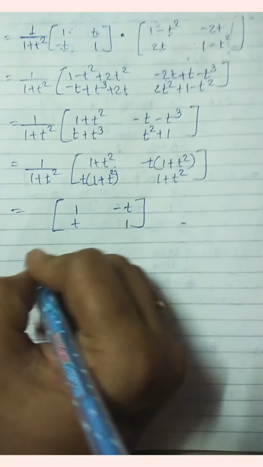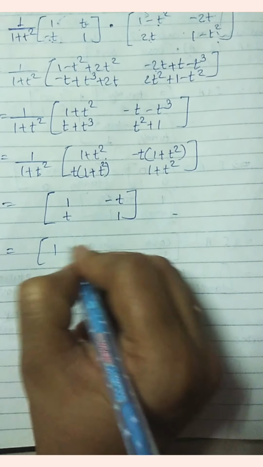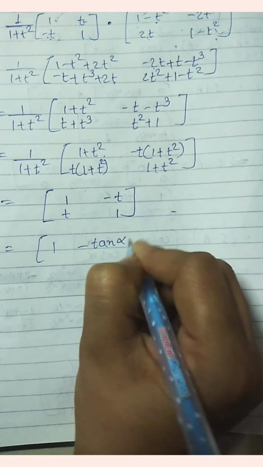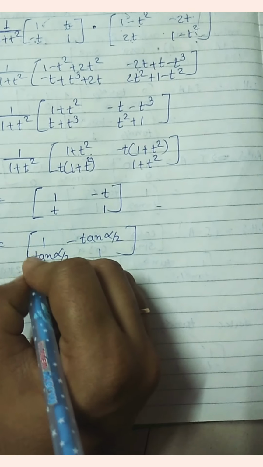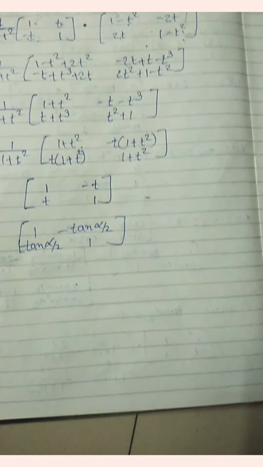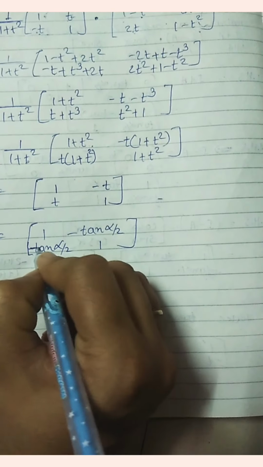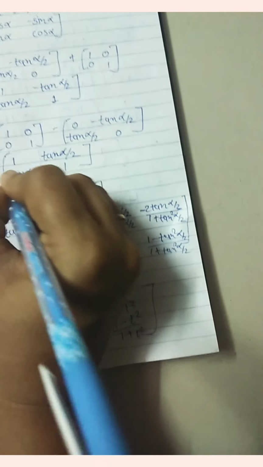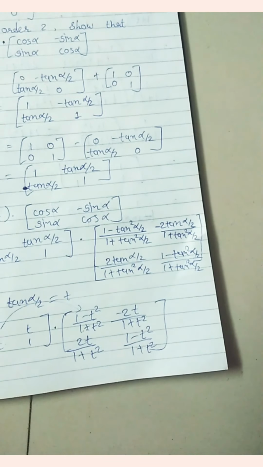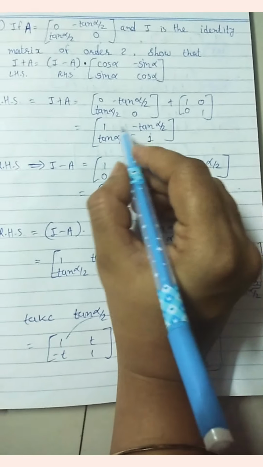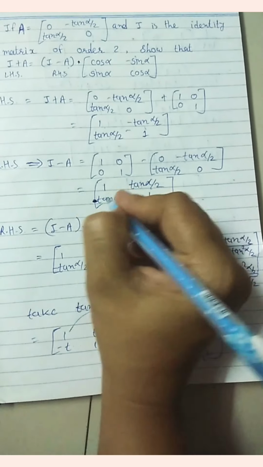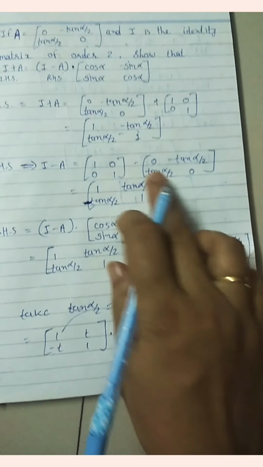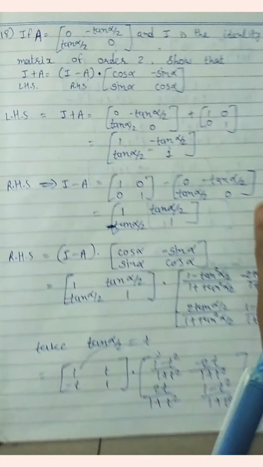So this is your final matrix, that is, I am putting the value tan alpha by 2 instead of t. So my final value is 1, minus tan alpha by 2, here tan alpha by 2 and 1. Sorry, here it is not a minus, no, here it is not a minus, this is your LHS: 1, minus tan alpha by 2, tan alpha by 2 and 1. So this is your answer. Here it is minus only, minus tan alpha. Okay, so let's watch again.